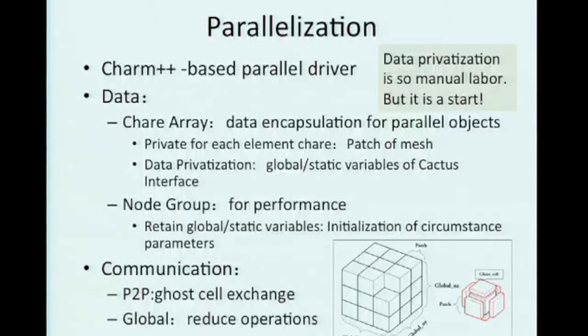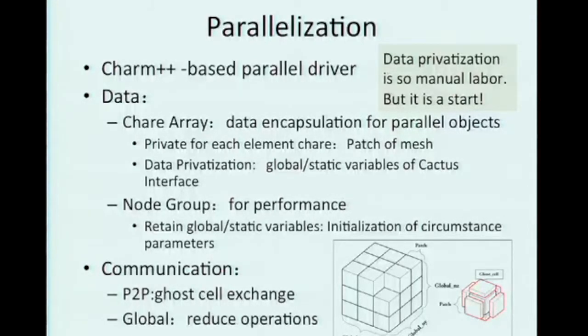First of all, we should do some data encapsulation work for parallel objects. For computing based on structured mesh, the private data for each element of the chare array is one patch of mesh. Except that, we also should do other data privatization, because in the MPI-based flesh, there are global or static variables of the Cactus interface. They are private to one process, but in the Charm flesh, those variables can be shared by all the chares in one group. And the data privatization is purely manual labor, but it is an important start to combine the two things.